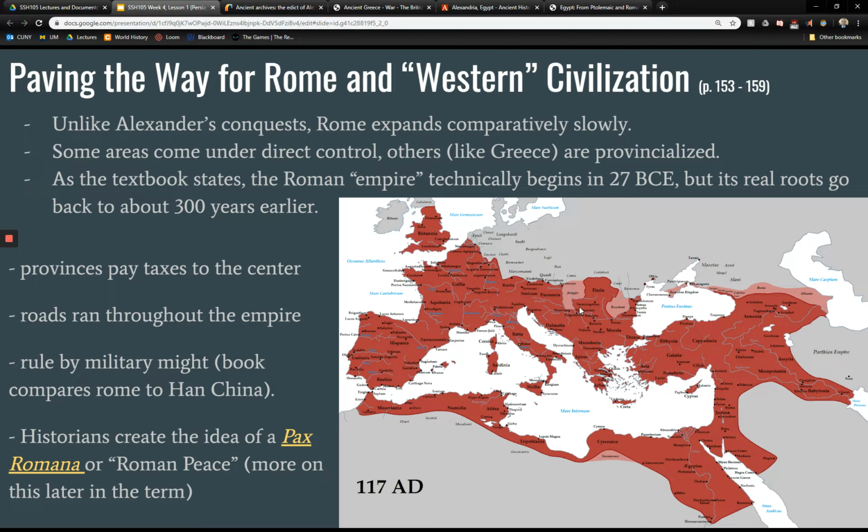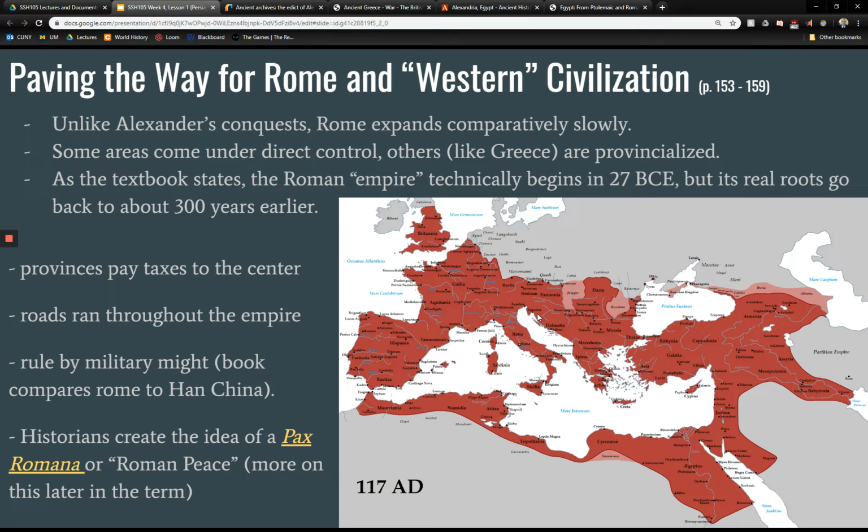So as the textbook states, the Roman Empire technically begins in 27 BCE, but its real roots go back at least 300 years before that, if not a little bit earlier, as the state of Rome was founded earlier than that, here in the Italian peninsula. And the roots for many of these empires are in fact significantly older than the technical start of this empire.